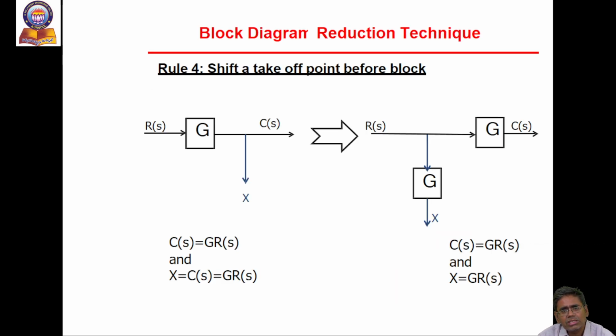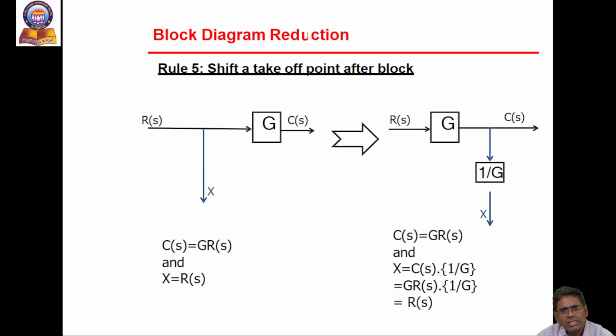Next rule: shift a takeoff point before the block. If you want to shift this takeoff point before the block G, then one more gain G is added before the block. This is the rule. In the first diagram, R(s) into G(s) is equal to the output C(s). In the second diagram, X is also equal to G into R(s). This is shifting the takeoff point before the block.